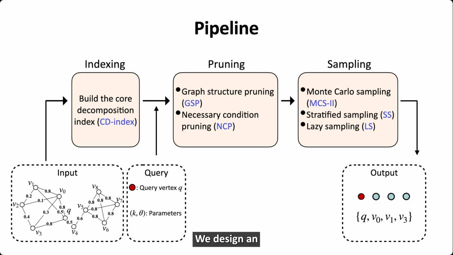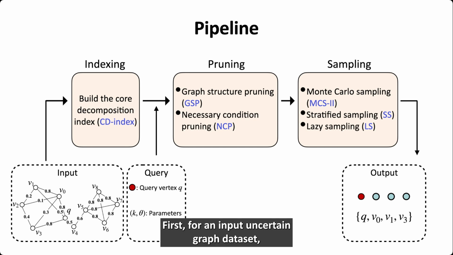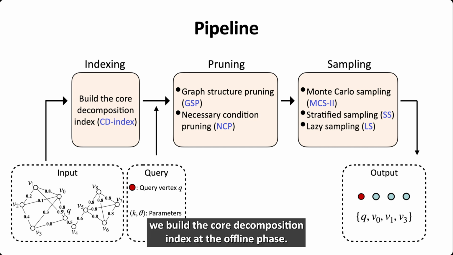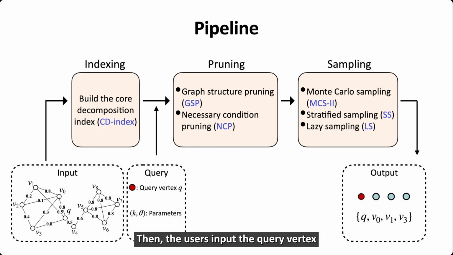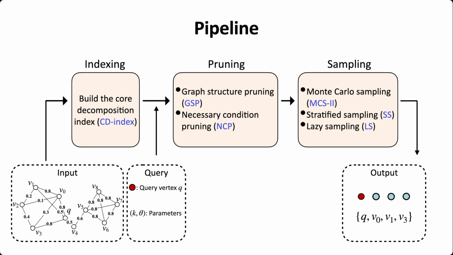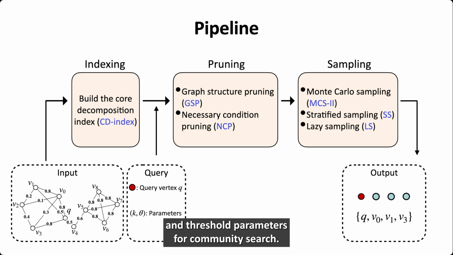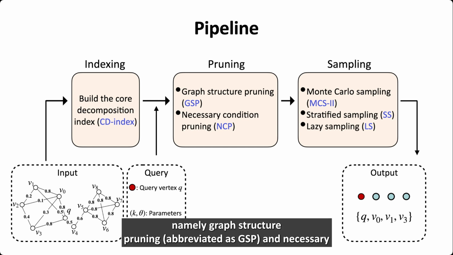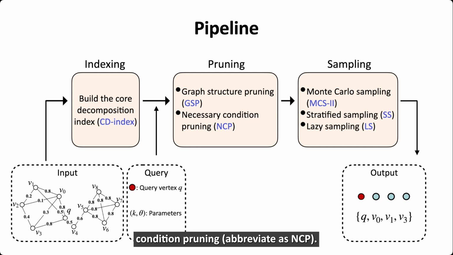We design an efficient pipeline to solve the problem. First, for an input uncertain graph dataset, we build the core decomposition index in the offline phase. Then, the users input the query vertex and parameters for community search. We present two effective pruning strategies in the system, namely graph structure pruning and necessary condition pruning.